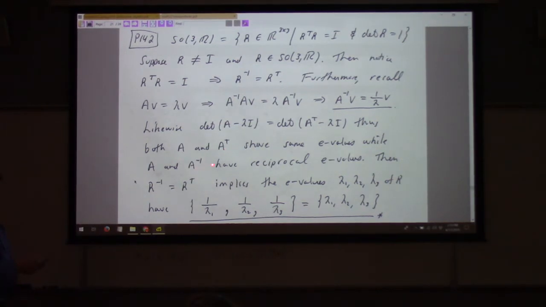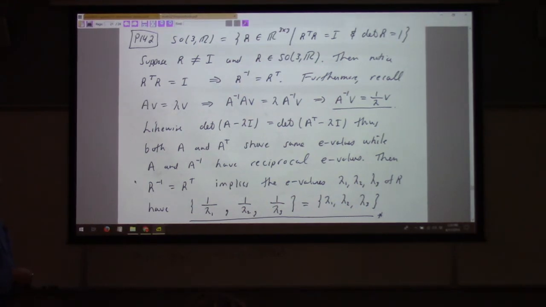which means that A and A inverse have reciprocal eigenvalues. So, in other words, if the eigenvalues of R are lambda 1, lambda 2, lambda 3, then the reciprocals of those must be equal to those, because the eigenvalues of A and the eigenvalues of A inverse have to be reciprocal. That means that this set has to be equal to that set.